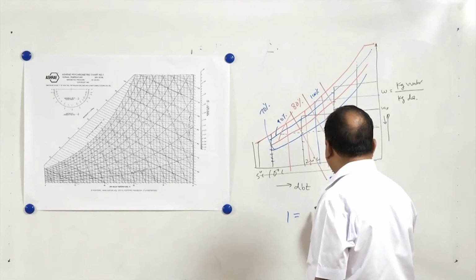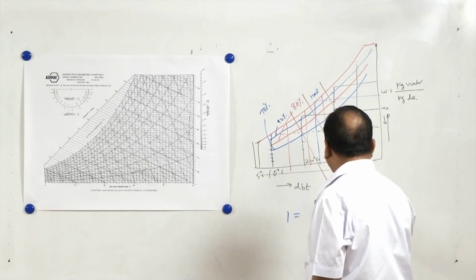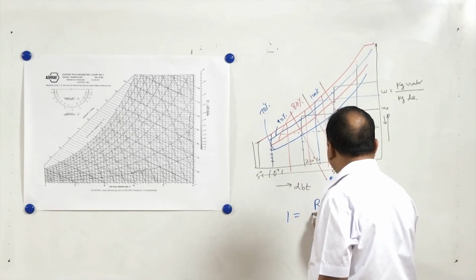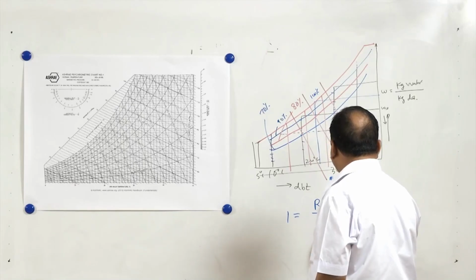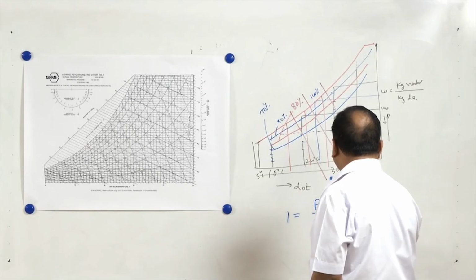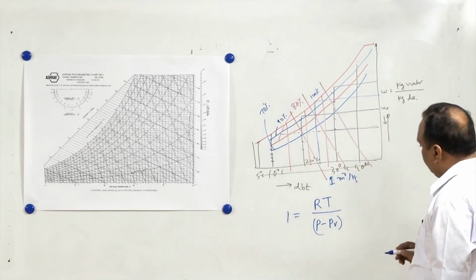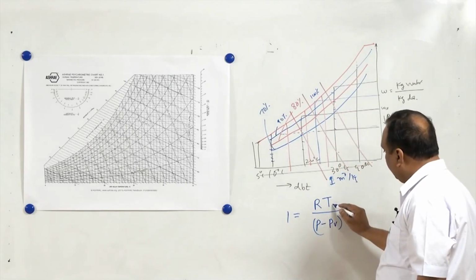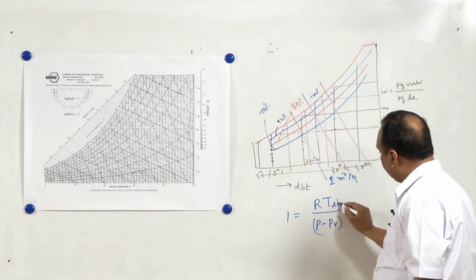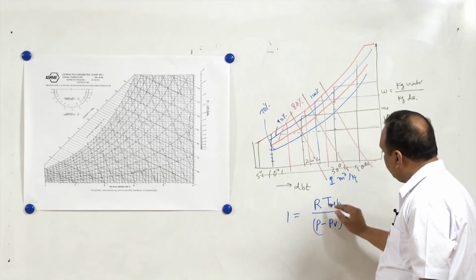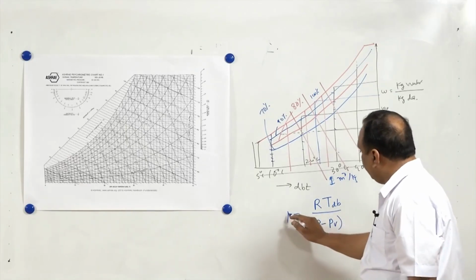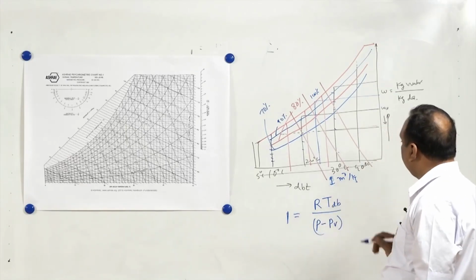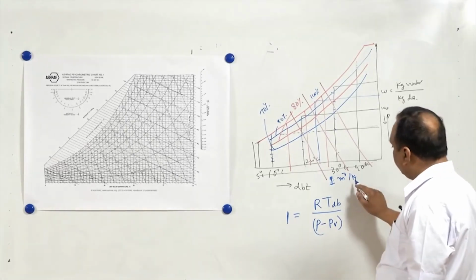So RT, meter cube per kg, so M will not be there, and P minus PV, this is the pressure of air. So RT, T is the dry bulb temperature. So temperature of dry bulb multiplied by R, the gas constant, divided by P minus PV. Now 1 is with us. I want to have a constant volume line of 1 meter cube per kg.